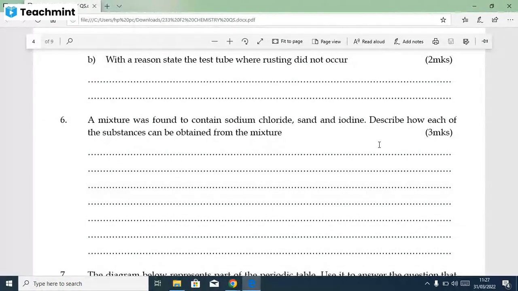Then you heat the mixture of sand and iodine, where iodine will sublime. So you will get sodium chloride, sand and iodine. And remember, after sodium chloride dissolves in water, you need to evaporate the water to remain with the sodium chloride. Okay, that is fine.